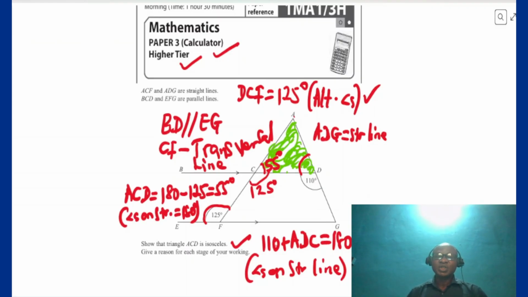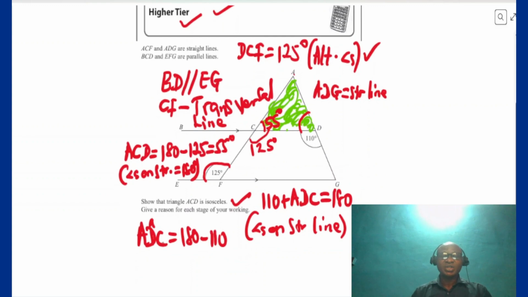To find the actual angle ADC, it will be equal to 180 subtract 110, and that gives us 70 degrees, meaning that the angle here is equal to 70 degrees. Beautiful. At this point, what is remaining is angle CAD. That is what is remaining, so let's go ahead and find it.